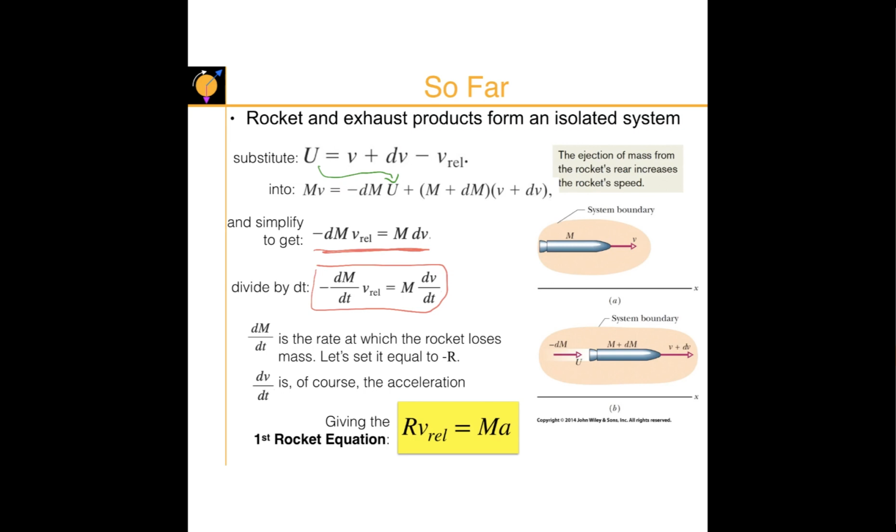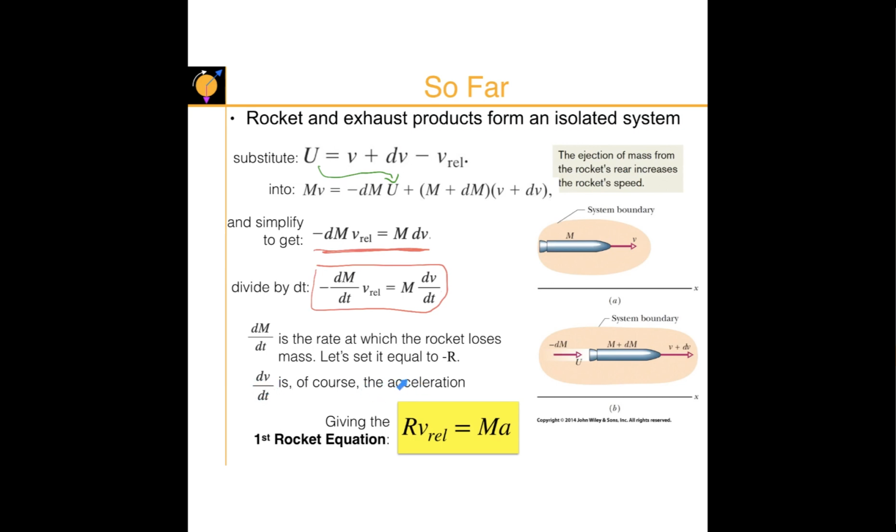Now, dm/dt is just the rate at which the rocket's mass is changing. So it's how fast the rocket's mass is changing. We're going to set that equal to minus r. That's going to be our expression for the rate at which the rocket's speed is changing. And dv/dt, of course, is just acceleration.